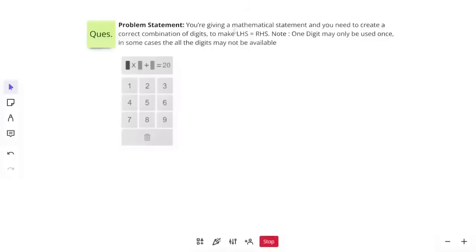So in this problem, you are given a mathematical statement, and you need to create a correct combination of digits to make LHS equal to RHS. So like this side of the expression, we have to make this equal to this, and the condition is one digit may be used once. In some cases, all the digits may not be available. Let's try to solve this question.